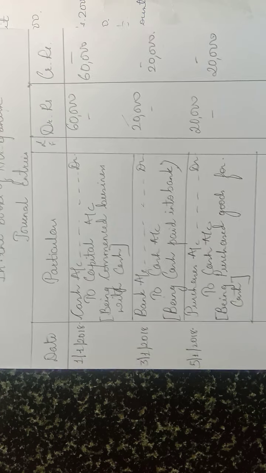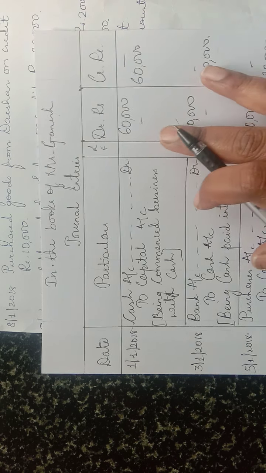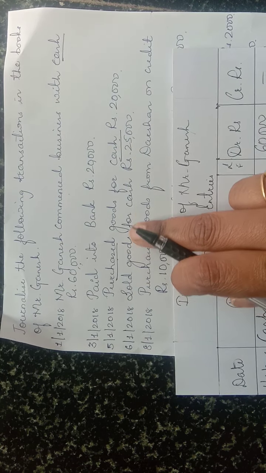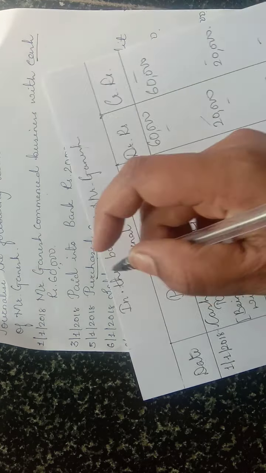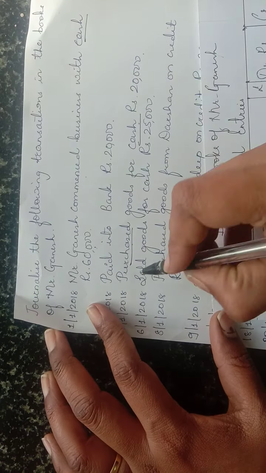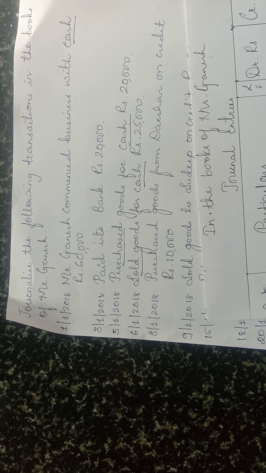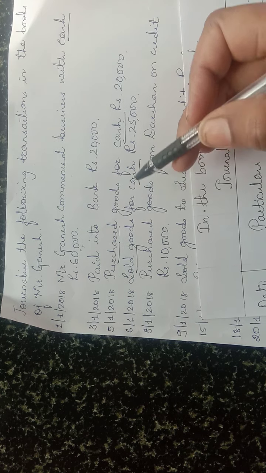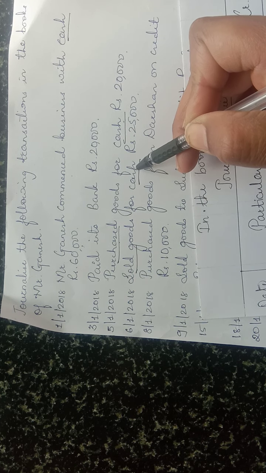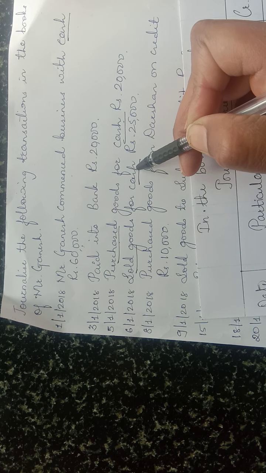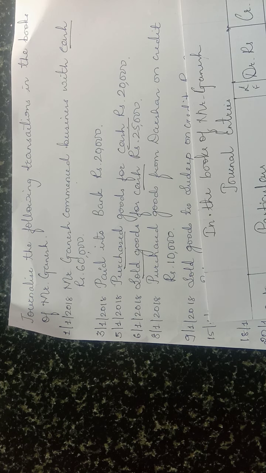Next, come to 6. Sold goods for cash. So which are the two accounts? Sales account and one more cash account. Sales account is always credited, and when you sell the goods, cash is coming in. When cash is coming in, debit cash account and sales account credit.